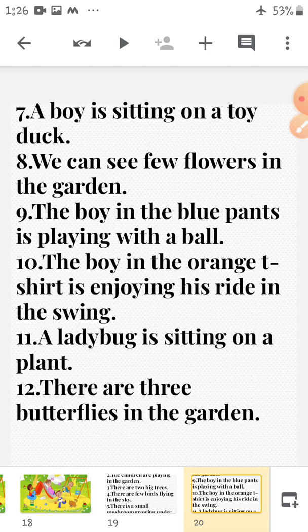The boy in the orange t-shirt is enjoying his ride in the swing. A ladybug is sitting on a plant. There are three butterflies in the garden. I hope you have understood all the sentences of the picture composition.